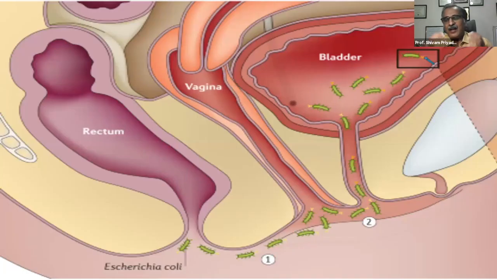So these infections are almost 10 times more common in women than men. And the major contributing factor for it being such a common problem in women is the typical female pelvic anatomy. We have all three orifices, the anal canal, the vagina, and the urethral orifice, in close proximity.